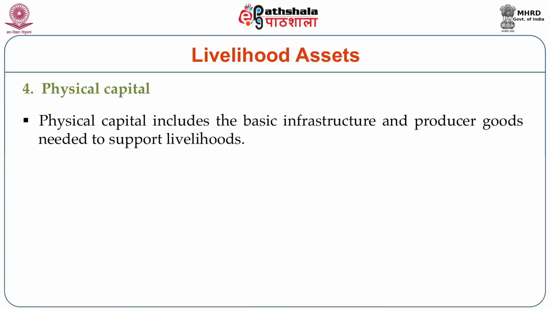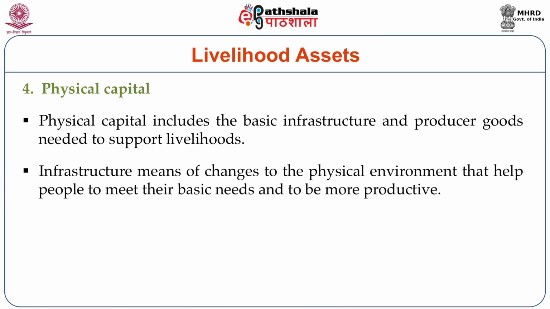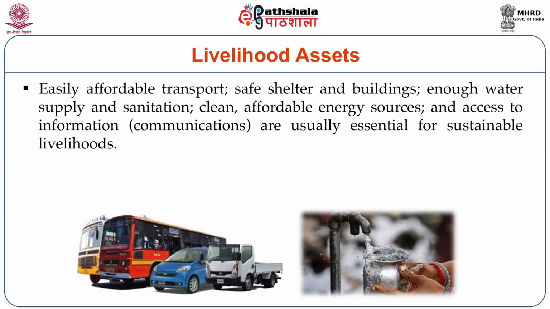Physical capital includes the basic infrastructure and producer goods needed to support livelihoods. Infrastructure means changes to the physical environment that help people to meet their basic needs and to be more productive. Easily affordable transportation, safe shelter and buildings, enough water supply and sanitation, clean affordable energy sources and access to information, including communications, are usually essential for sustainable livelihoods.